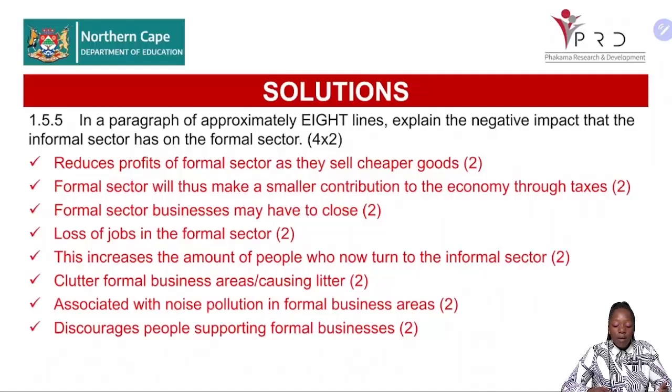Then it also increases the amount of people who now turn into the informal sector. Remember again, loss of jobs is also one of the reasons why there is a high informal sector in South Africa. Then also we're looking at noise pollution in the formal business areas. Remember, they put themselves right outside the formal businesses, and there are so many things that they are using in order to create this noise pollution. They discourage people from supporting the formal businesses. How? Because their products are cheaper. So even if you want to support the formal businesses, because of the economy that is not doing well, you get discouraged and you end up supporting them.